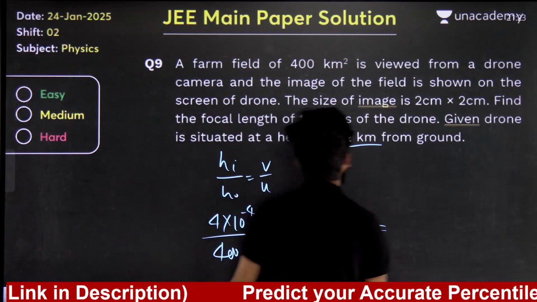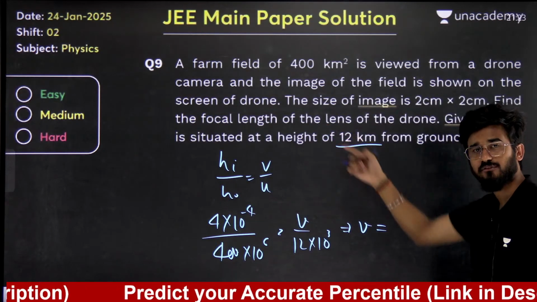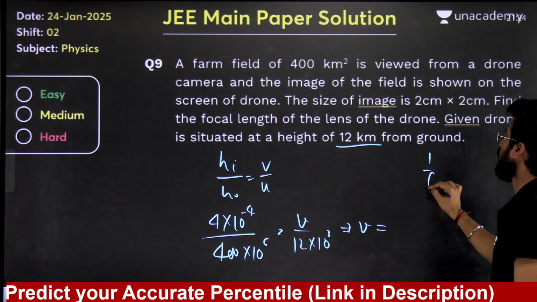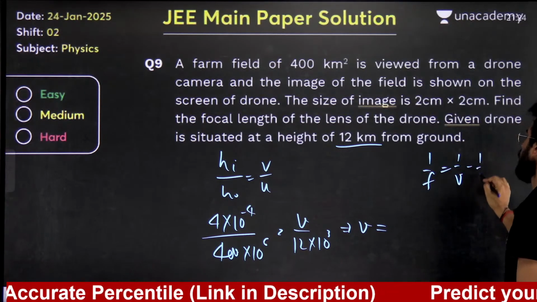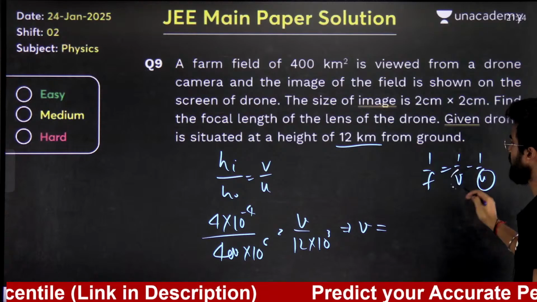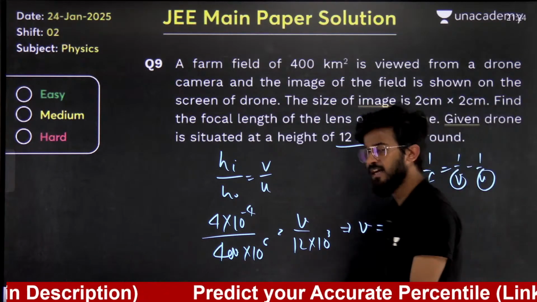Now we know that we have to find the value of the focal length. So we can write 1 upon f equals 1 upon v minus 1 upon u. u is 12 kilometers, and v we have found. Substitute the values and find the answer.